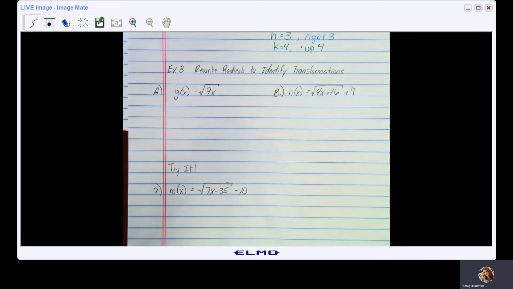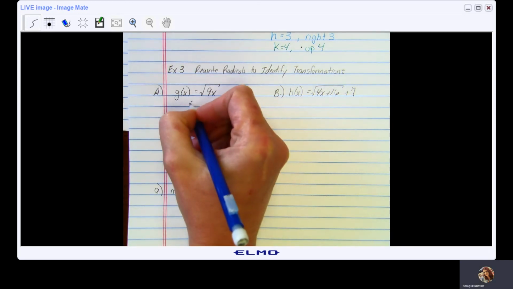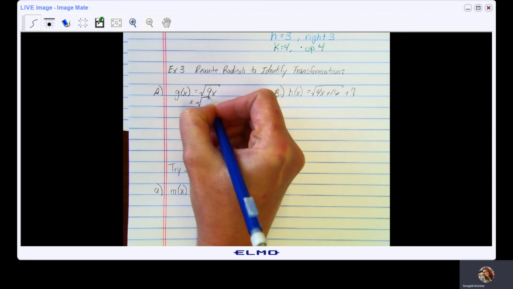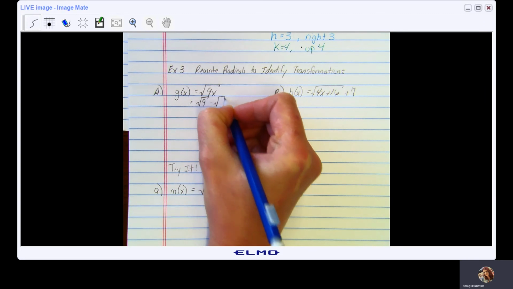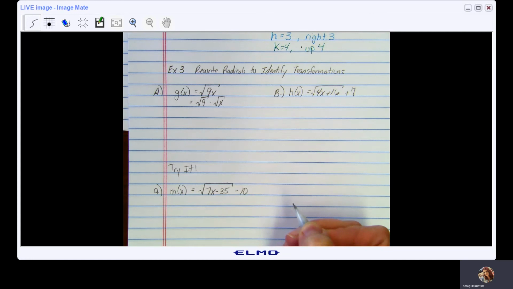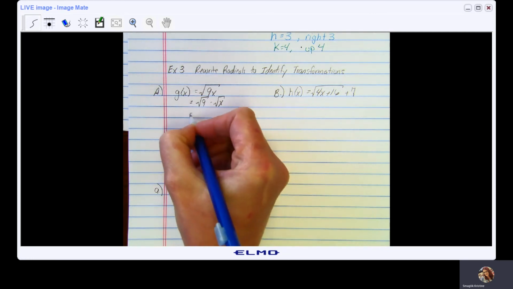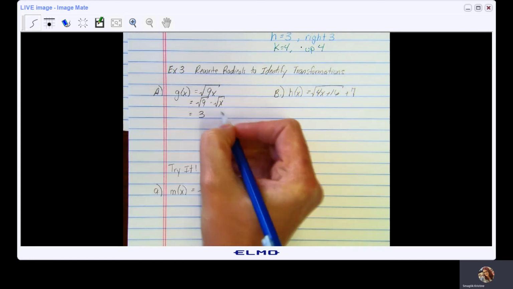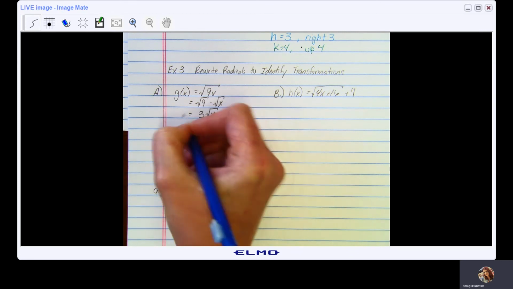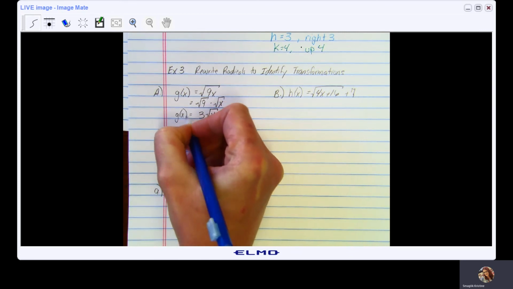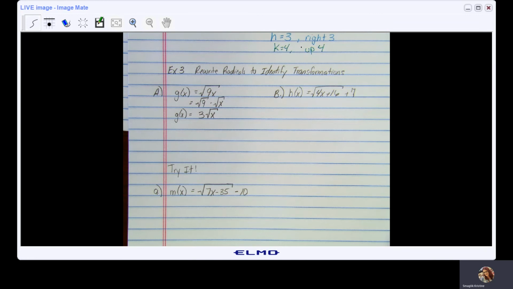We have g of x equals the square root of 9x. Well, let's simplify that. Remember, we can go ahead and break this down as the square root of 9 times the square root of x. The square root of 9 is 3, and I can't break down the square root of x any further. So I have g of x equals 3 times the square root of x.